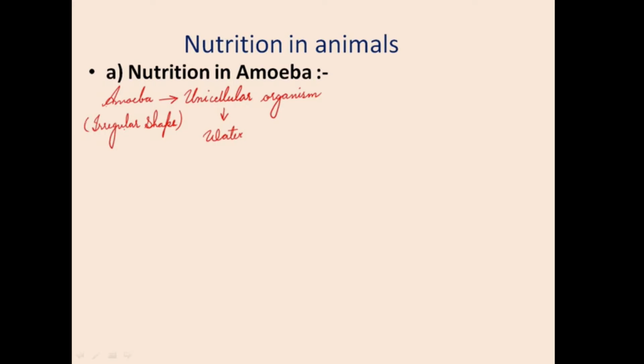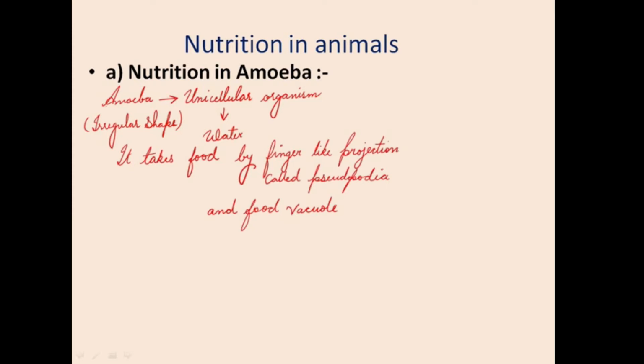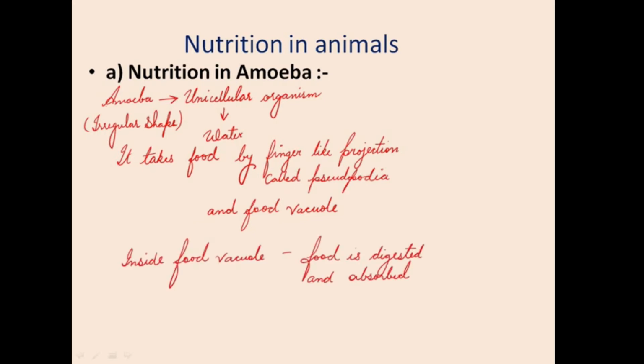Now the question arises, when we talk about nutrition in amoeba, how does it take food? It takes food by a finger-like projection called pseudopodia and food vacuole. Now where is the food digested? The food is digested inside the food vacuole and absorption also takes place there. Then the undigested food is sent out through the surface of the cell.